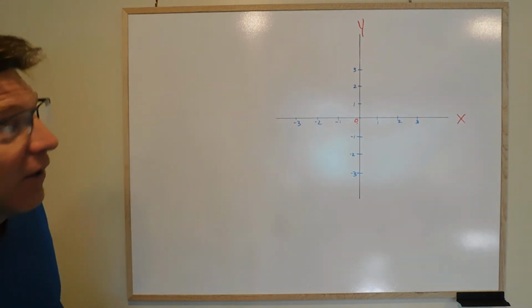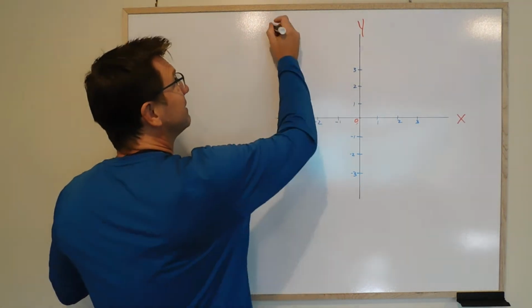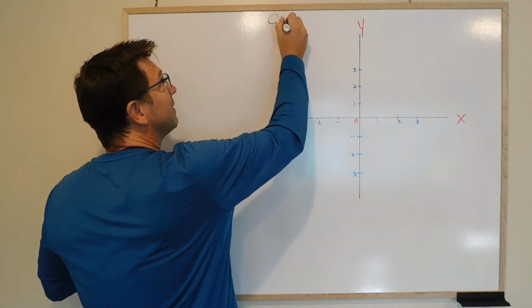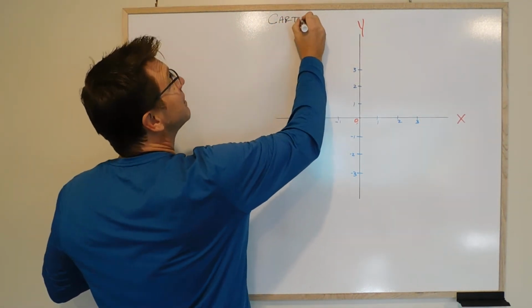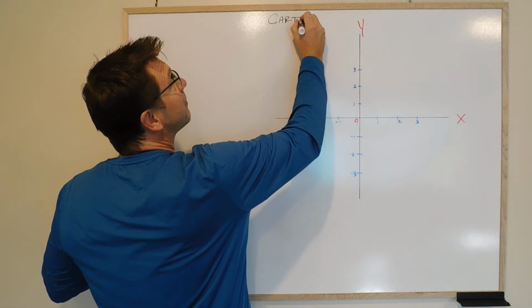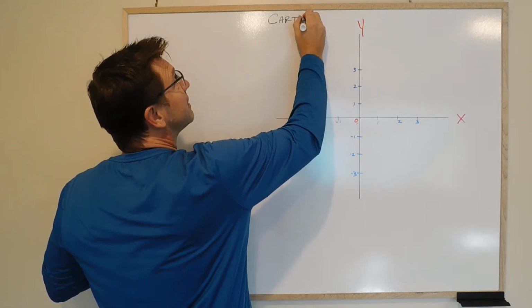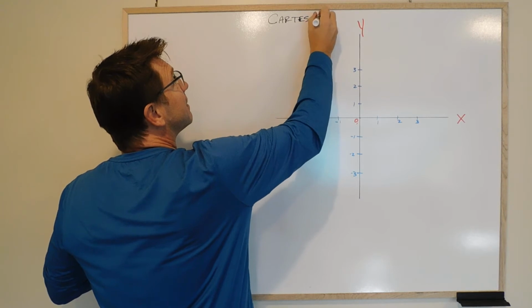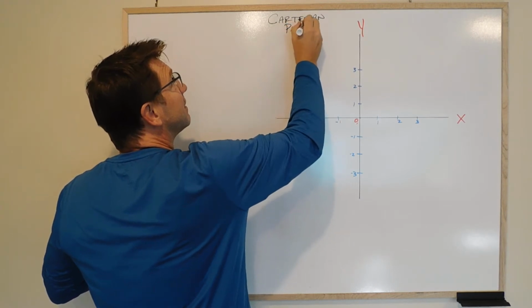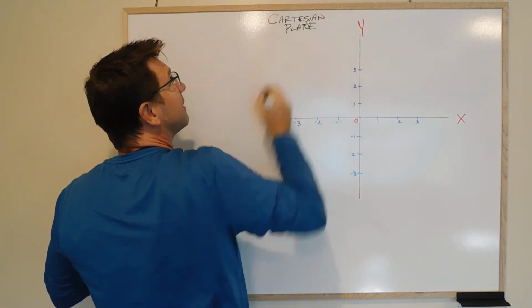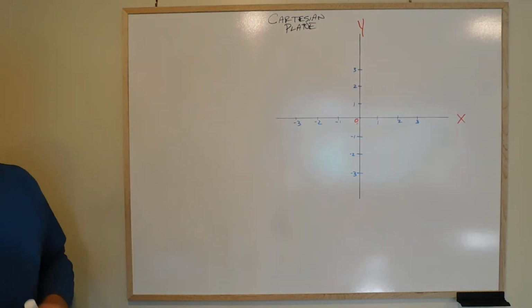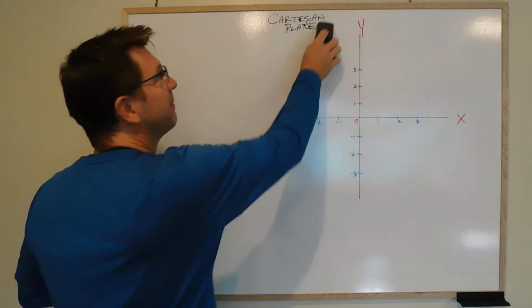Okay? Now, Cartesian plane is just the fancy way to call it. It's named after a mathematician from the past. So if you see that, that's just what the name is. We're going to get rid of that though.